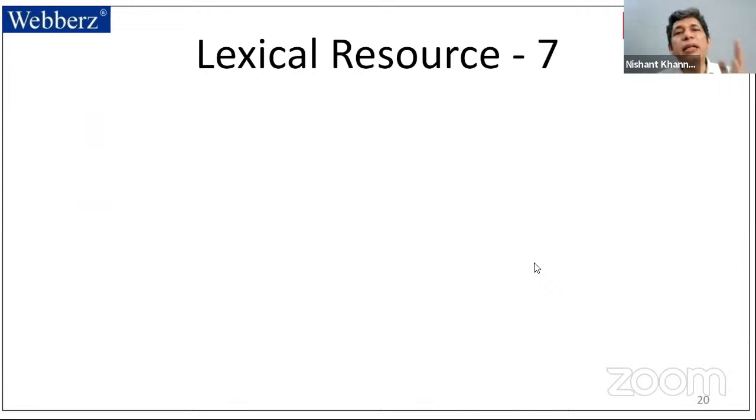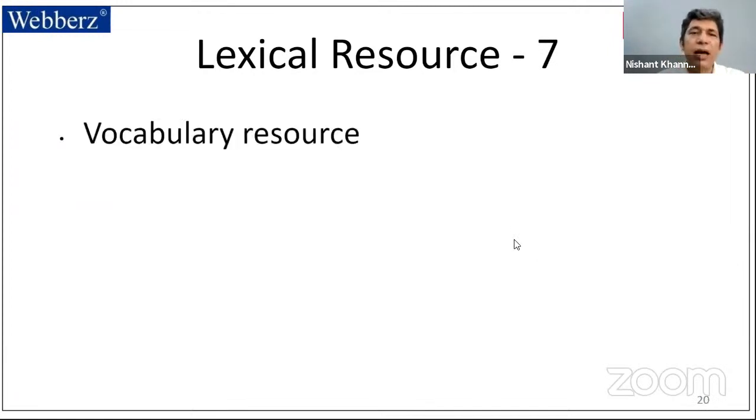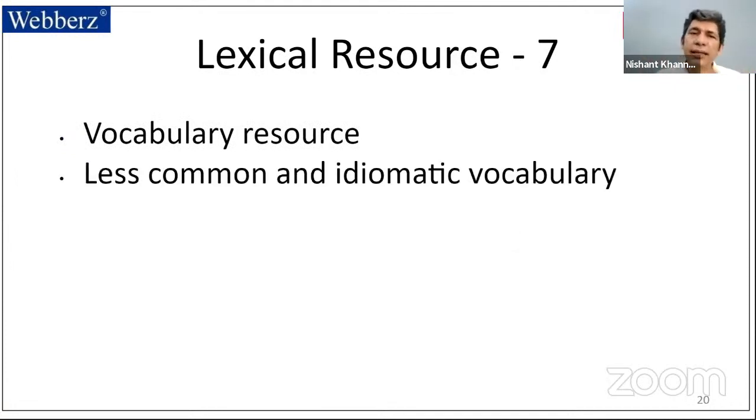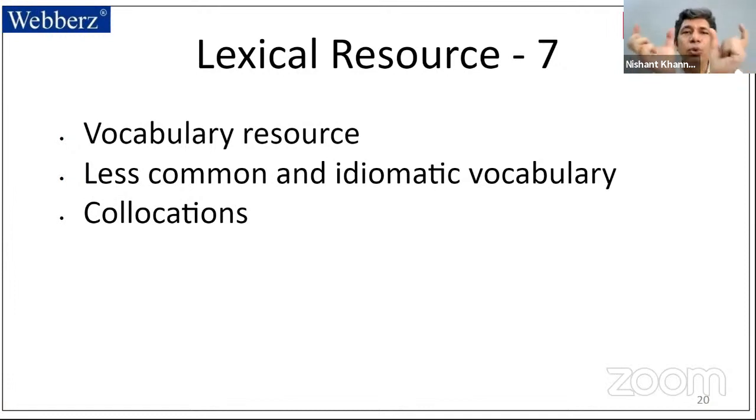What is lexical resource 7? Now, lexical resource 7 means your vocabulary resource has to be good, appropriate, less common idiomatic vocabulary. Collocations come into the picture. You have to use collocations. Collocations are two words which are juxtaposed, which means they are together. You have to start using them, collocations. And then we have paraphrasing also.